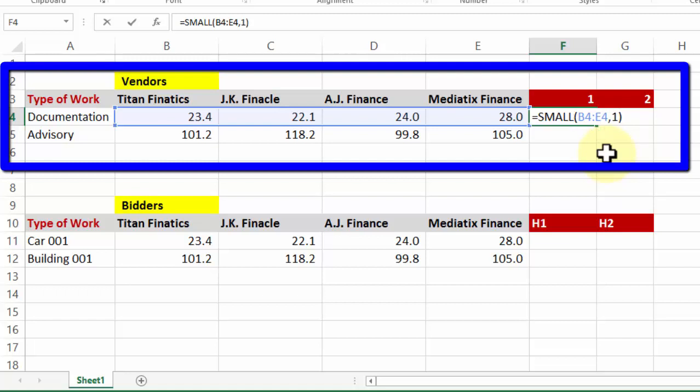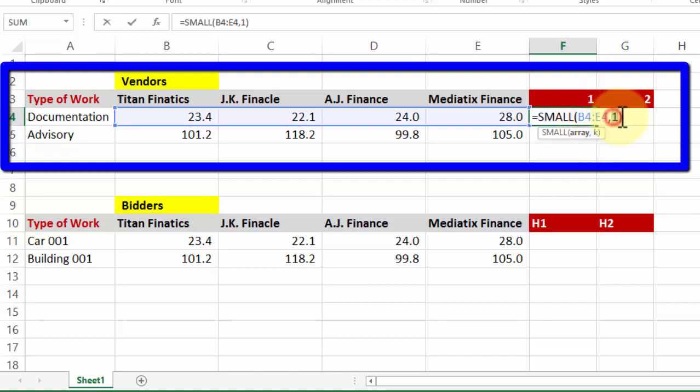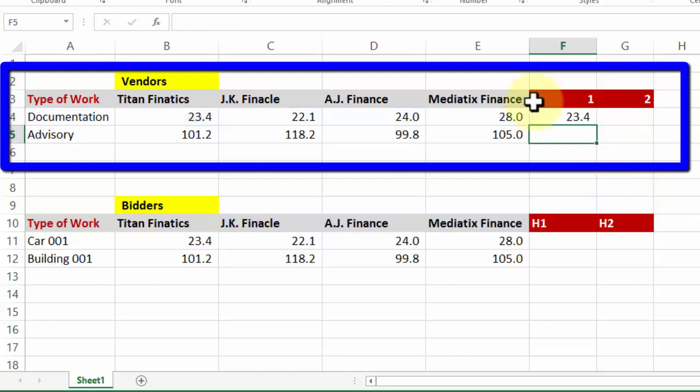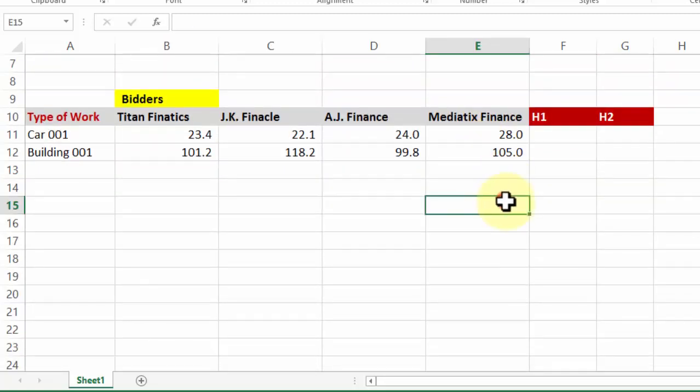L1 is a term which is quite often used in the vendor evaluation process, talking about the lowest price. And if you want the second lowest price, put 2. There you go. That's the second lowest price. Yep, I see 23.4. Right now, let me conclude this with the formula LARGE.